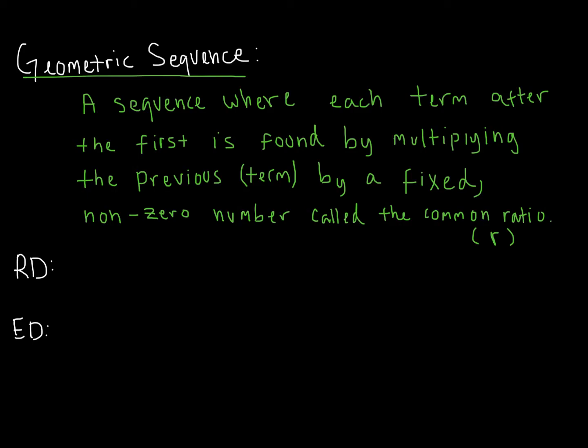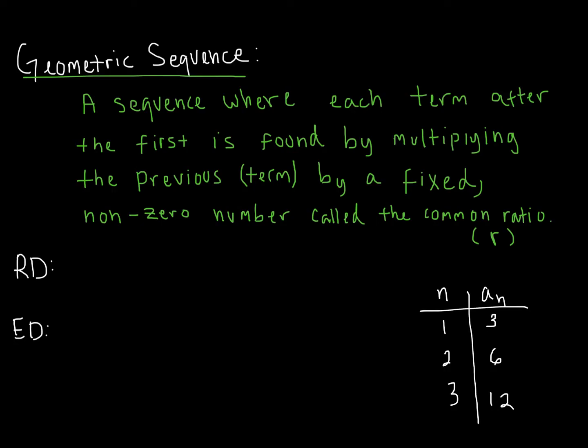Now we're looking at a geometric sequence. So a geometric sequence, just like the one we saw at the beginning of the lesson, is a sequence where each term after the first is found by multiplying the previous term by a fixed non-zero number called the common ratio. So let's take a look at an easy example here. Here's my term and then the value. Let's go 1, 2, 3. And let's say that the first term is 3, the next term is 6, and the next term is 12.